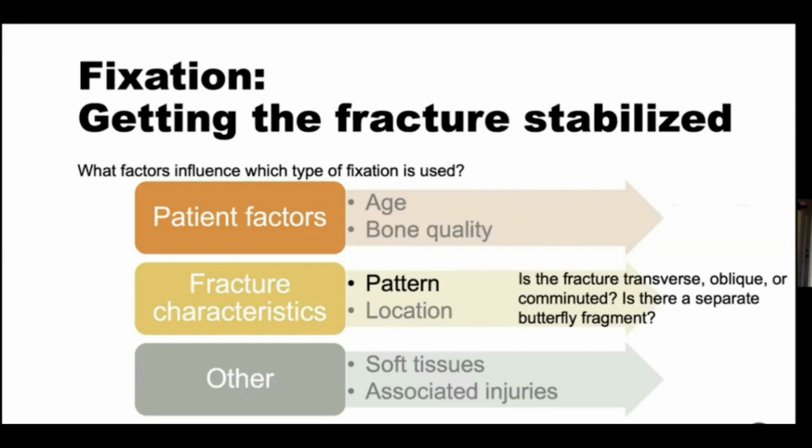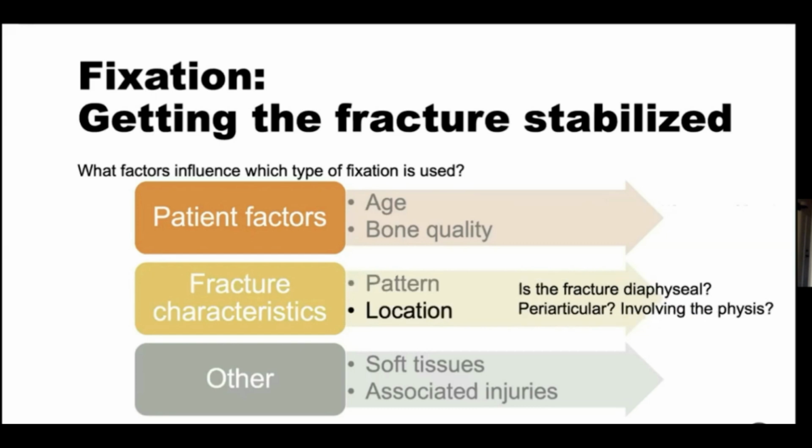Fracture characteristics such as fracture pattern are very important. Is this a transverse or an oblique or a comminuted fracture? Is there a butterfly fragment that should be fixed as well? The location of the fracture, as I mentioned, is also important. Is it in the diaphysis? Is it periarticular, meaning around the joint? Or does it involve the physis, for example?